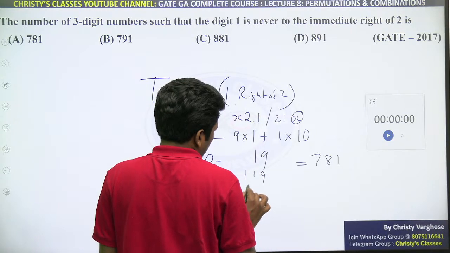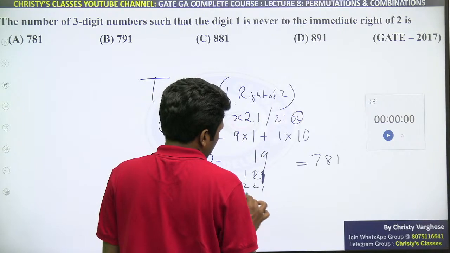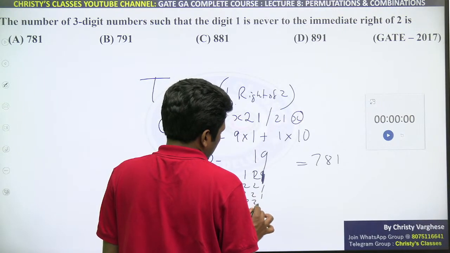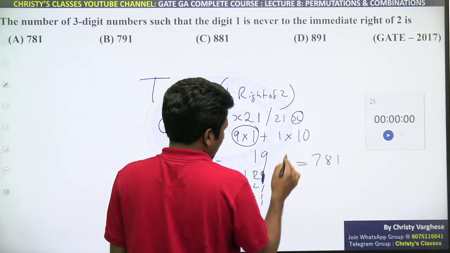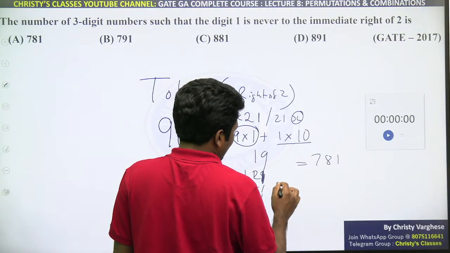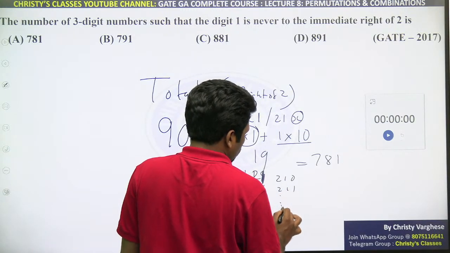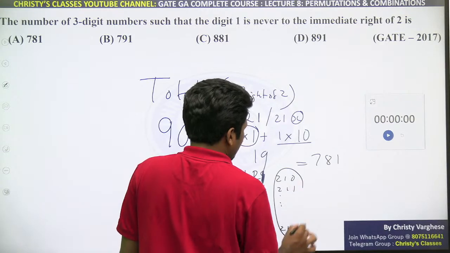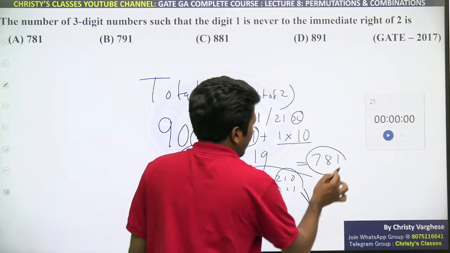Those who are confused which are those 19 possibility, I will list it out once again. 121, 221, 321, 421 up to 921. That are these 9 into 1 possibility. Now these 10 possibility, which are they? 210, 211 up to 219. These are the 10 possibility. These 19 possibility 3 digit number से कम किया तो आंसर मिलेगा.